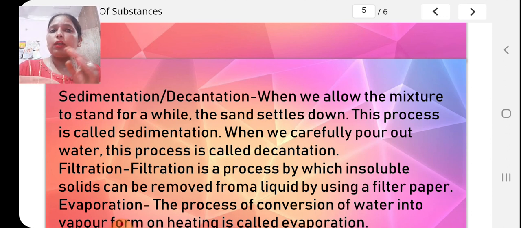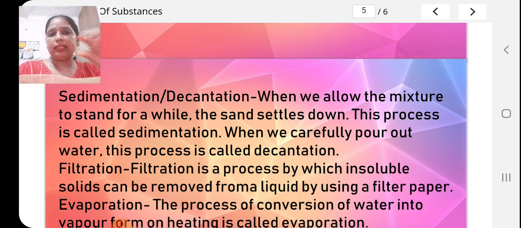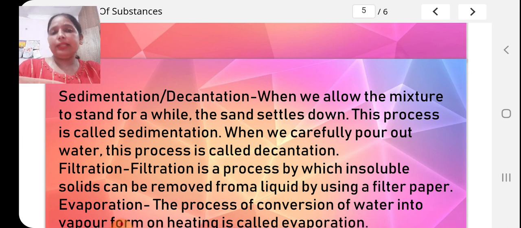Carefully pouring out the water from a mixture of sand and water, in which the sand has settled at the bottom, is called decantation.